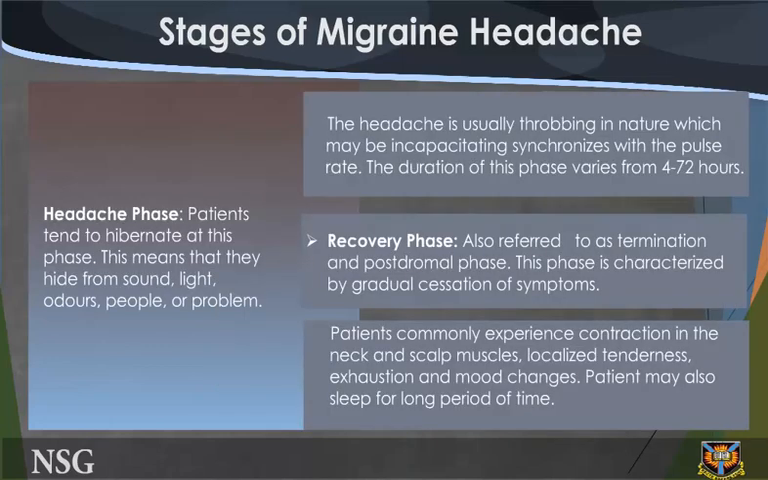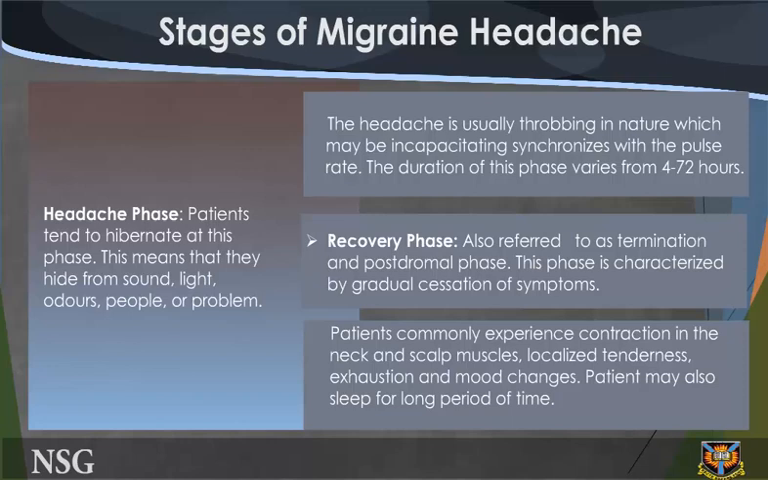Headache phase. Patients tend to hibernate at this phase. This means that they hide from sound, light, odors, people, or problems. The headache is usually throbbing in nature, which may be incapacitating, and synchronizes with the pulse rate. The duration of this phase varies from 4 to 72 hours.